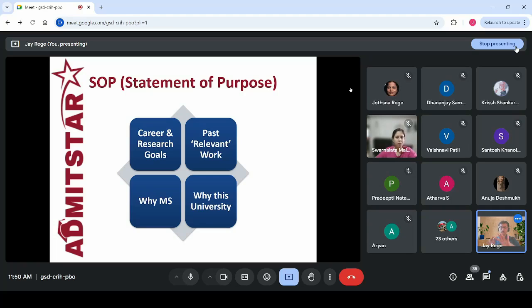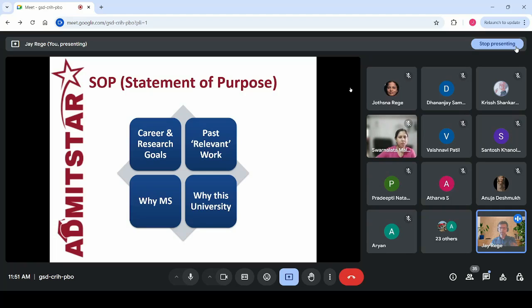So when you start with the SOP, understand that the SOP is not like a magazine article that you have to write. It should be a very focused statement. 800 to 1000 words, maybe a little over, is okay. Even if you go more than 1000, it is okay as long as you keep it relevant. Don't just keep writing an SOP, talking about generic stuff.